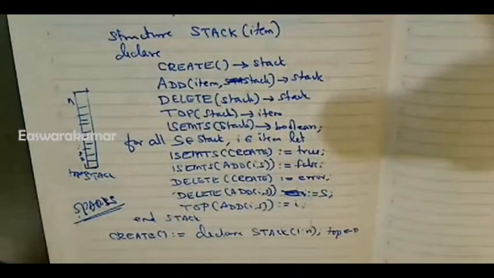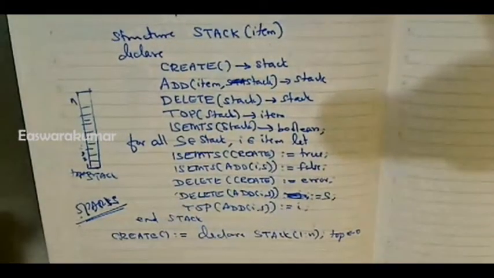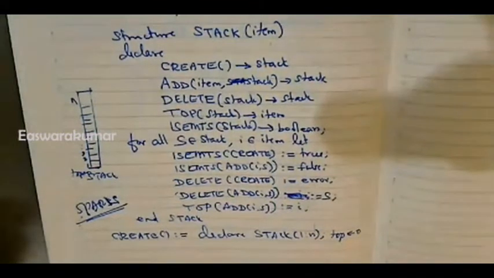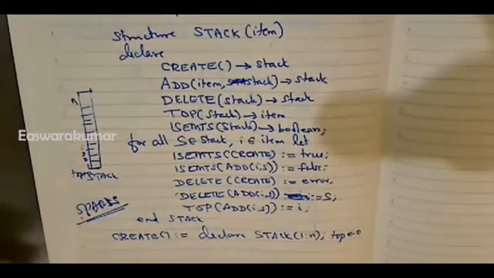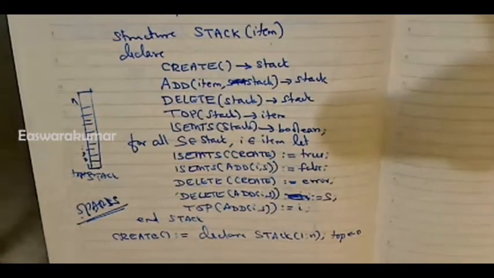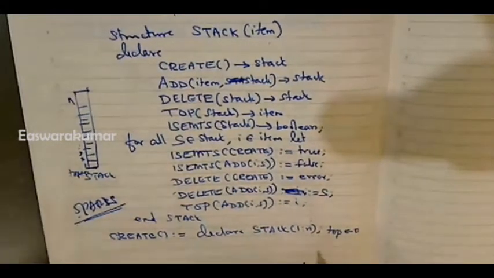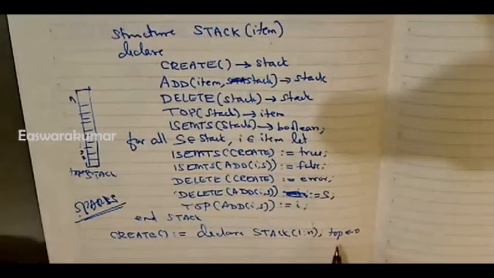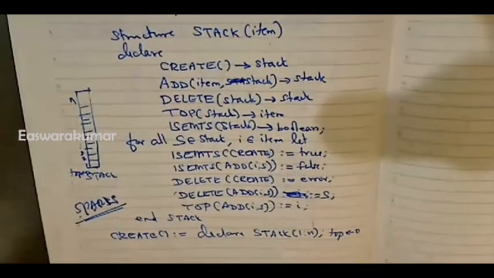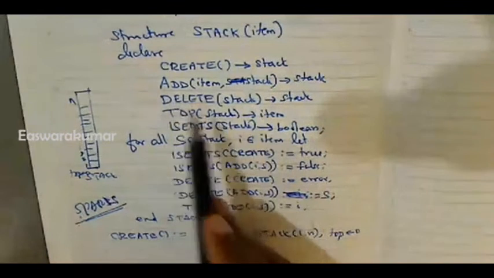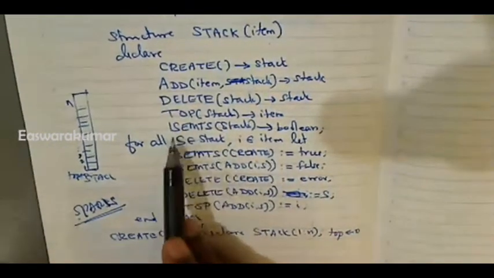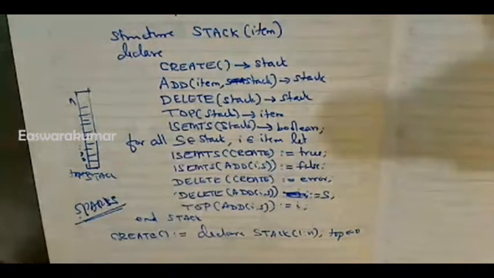Create function will create an array. It will return an array that is empty and set the pointer top equal to 0. Okay, next function, when we add and delete, we can see later. So next one is empty. Let us see how to implement empty.